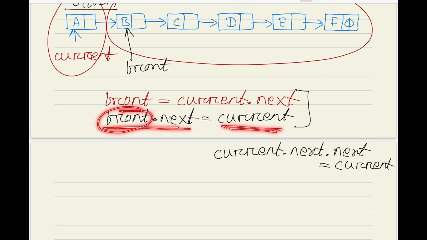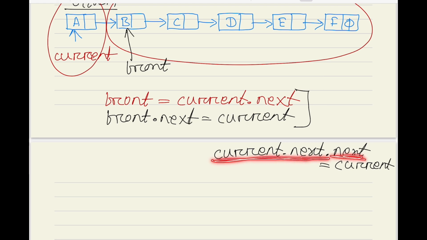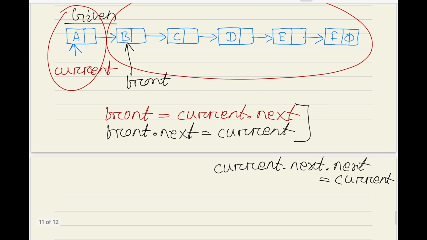So in place of front, we can write current.next. So in place of front, we are just writing current.next = current. So either you can write these two statements, or you can write a single statement. Both have the same meaning. So now we have updated that the next of B is going to refer to A after the reverse operation.